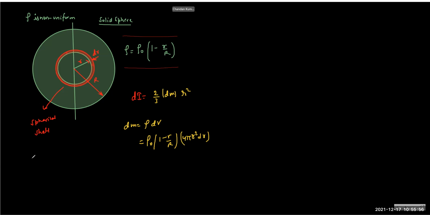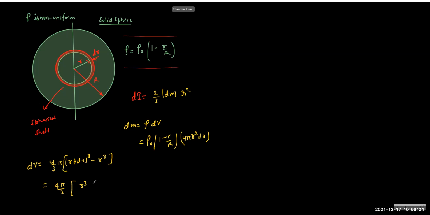So those who don't know what is the volume of the shell, there are many ways of thinking. 4 by 3 pi. Now this is the most intuitive way of thinking for most of you. So the big sphere minus the smallest sphere. And because dr is very small, we can use binomial approximation. What is binomial approximation? 1 plus r plus 3 dr.